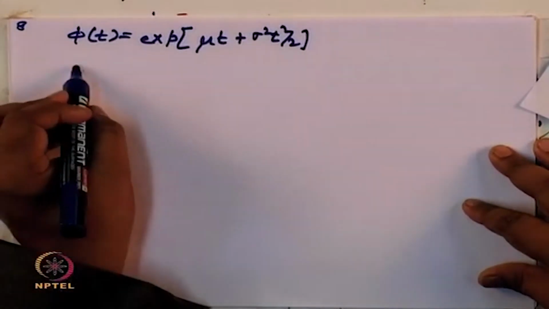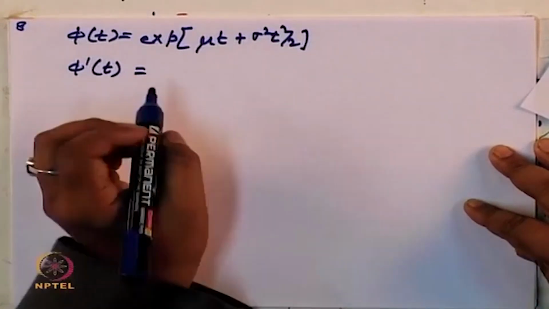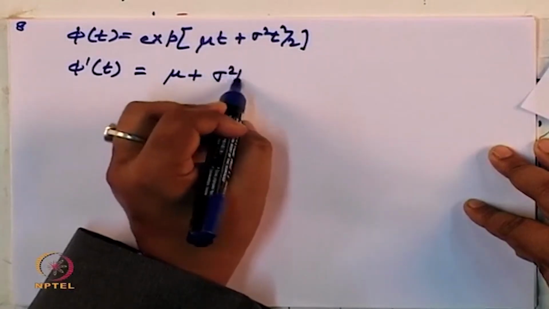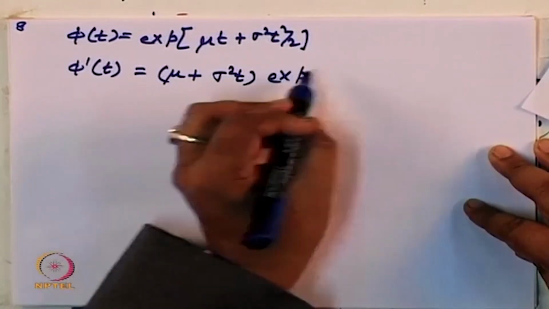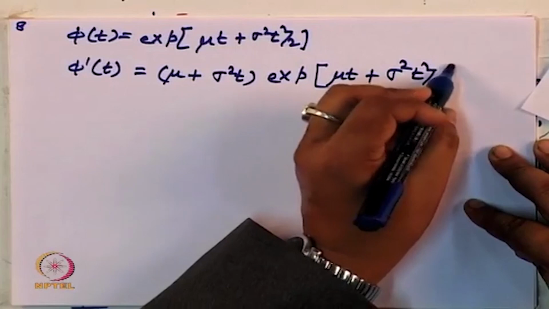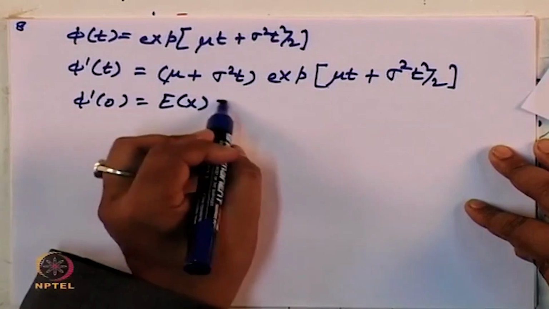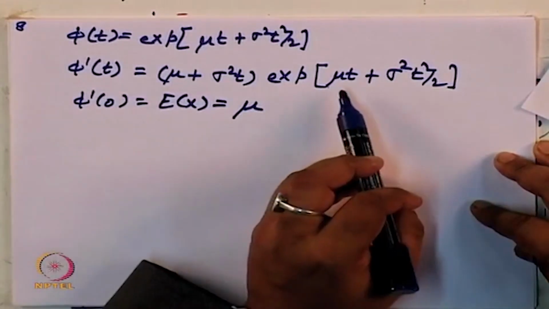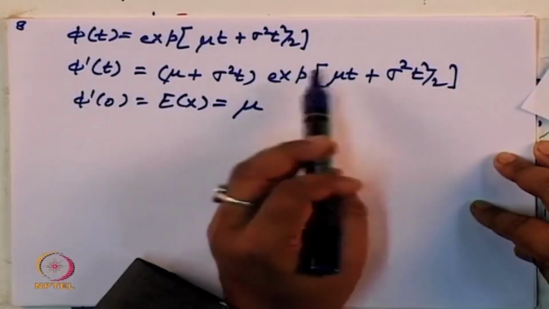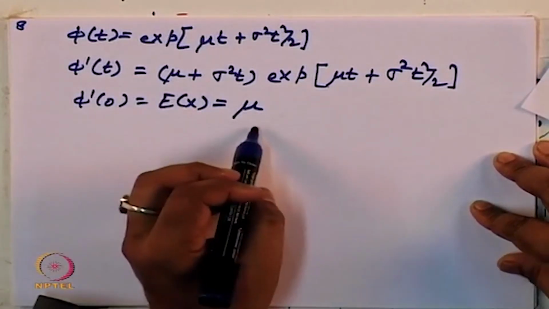So, phi prime t then becomes simply mu plus sigma square t into exponential of the same thing. So, phi prime 0 is equal to expectation of x, which will give me nothing but mu. If you put t equal to 0 here, this will return a value of 0, and exponential of 0 is 1, so only you get this mu. So, expectation of x is equal to mu.